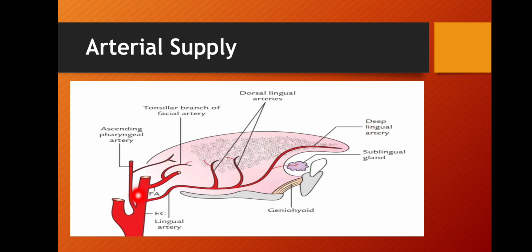Right. And next, this is the facial artery. From the facial artery, we are getting one more branch, that is the tonsillar branch of the facial artery. Next, this is the ascending pharyngeal artery. So these are the arterial supply for the tongue: ascending pharyngeal artery, tonsillar branch of facial artery, dorsal lingual arteries, deep lingual artery. This is the arterial supply.